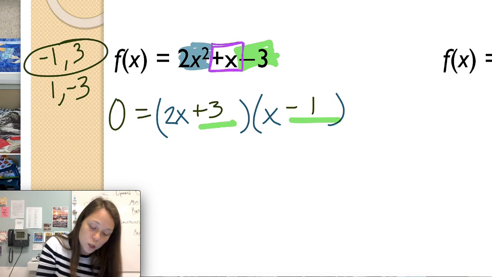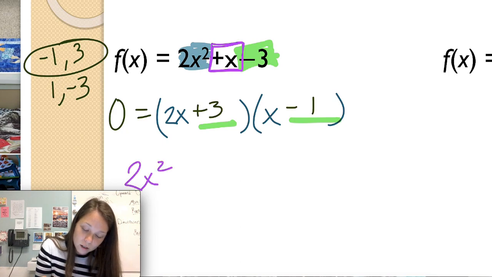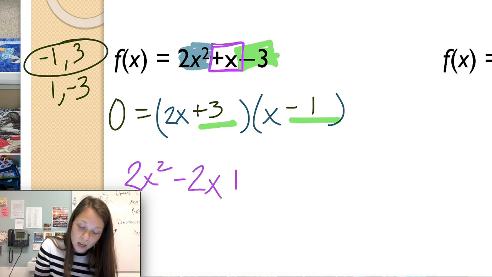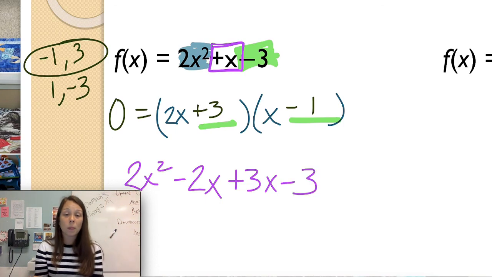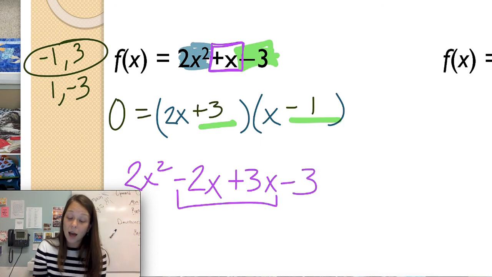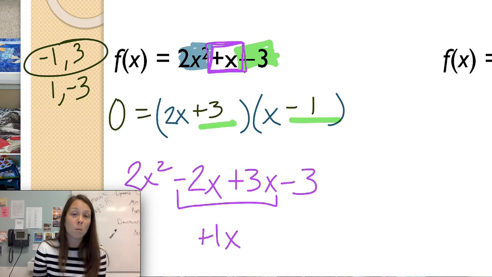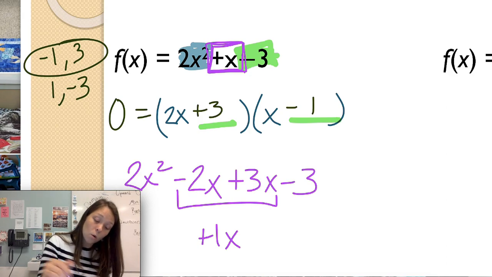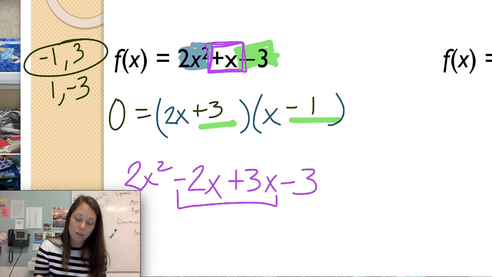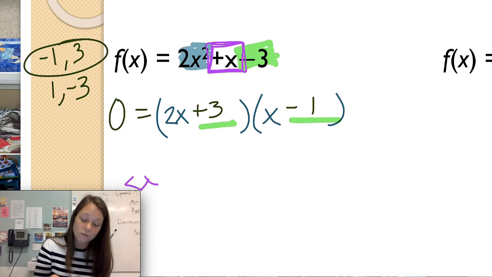Now I'm going to go through this check method again. 2x times x is 2x squared. 2x times negative 1 is negative 2x. 3 times x is 3x. And 3 times negative 1 is negative 3. Notice this time when I combine negative 2x and 3x, I get a positive 1x, which is exactly what the original problem had. So I've gone through the guess and check method, and now I know I have the correct factored form of this equation.